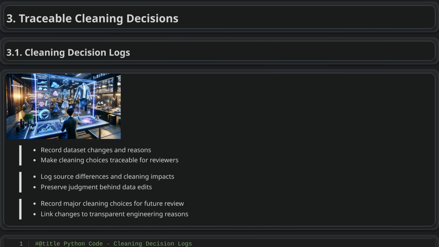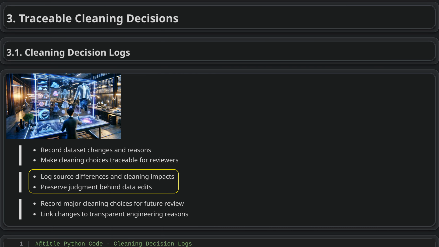Traceable cleaning decisions. Cleaning decision logs. A cleaning decision log records what changes were made to a dataset, why they were made, and how they may affect later analysis. It connects raw data to final conclusions and helps future engineers understand the path from original values to cleaned results. For example, if impossible sensor readings are marked invalid, the log should note the issue, the decision, and who made the change.